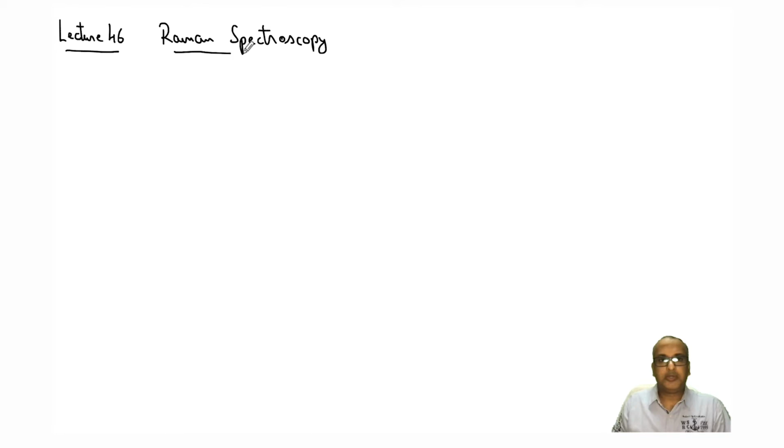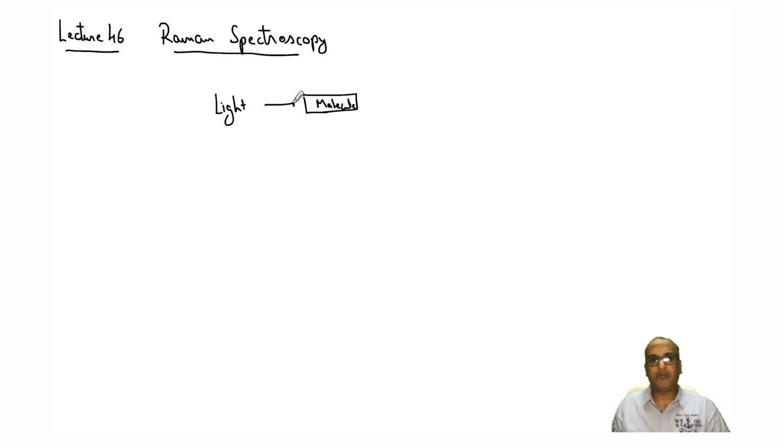So this is highly useful spectroscopy, and it was discovered by C.V. Raman, for which he got a Nobel Prize in 1930, right? So let us see. You have light, and light is falling onto a molecule. Let's say this is my molecule, right? It can have different phenomena of absorption and all, but there is one phenomenon which is called scattering of light, right? So this is scattering.